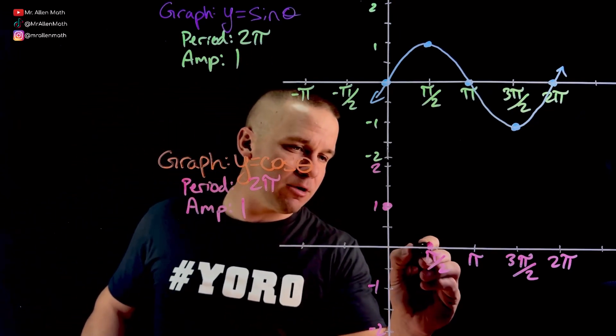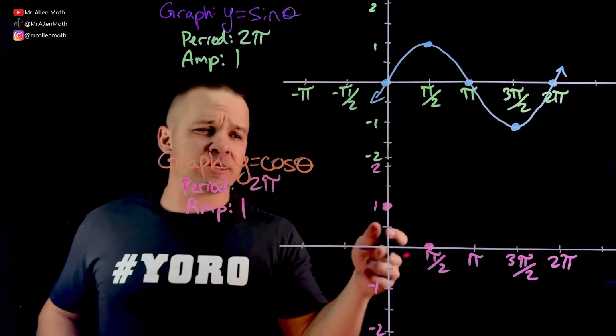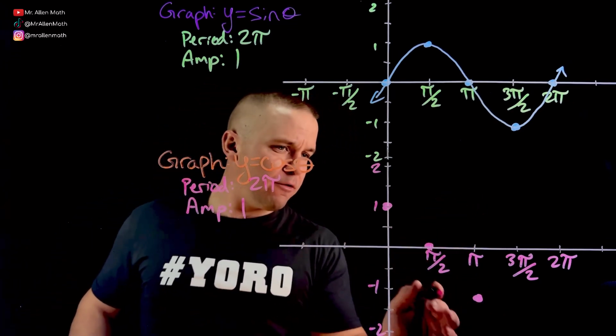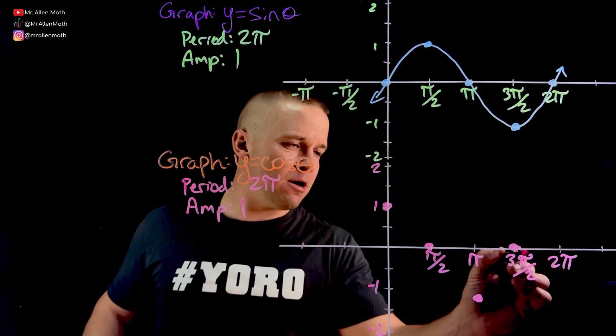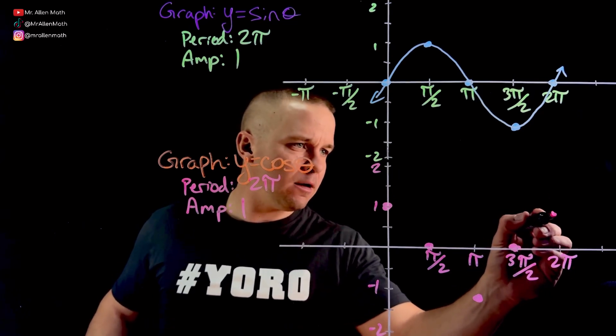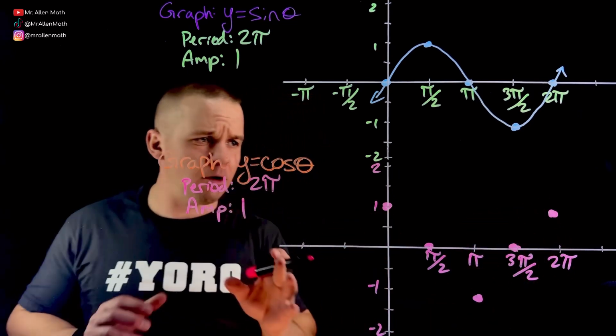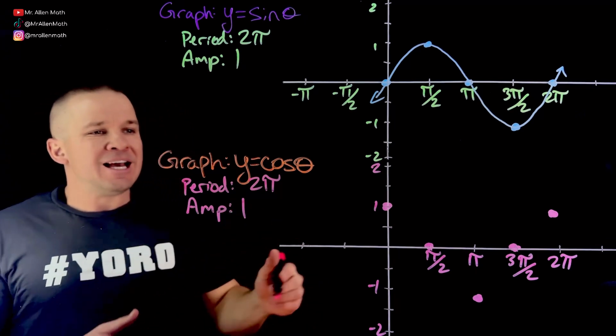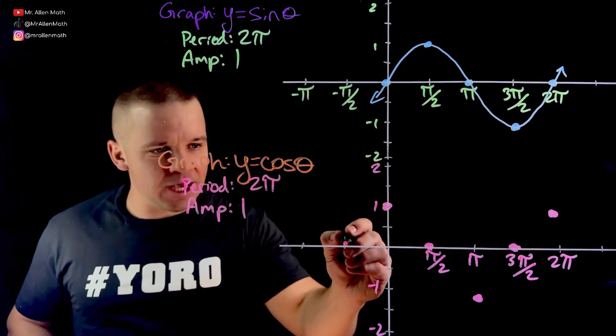That is 0. And then we've got ourselves cosine of pi. Well, that's going to be -1. And then we have cosine of 3 pi over 2. We're back to 0. And cosine of 2 pi right up here. So we got to be careful when connecting the dots on this one, okay? Because it is going to come back down here to this point.